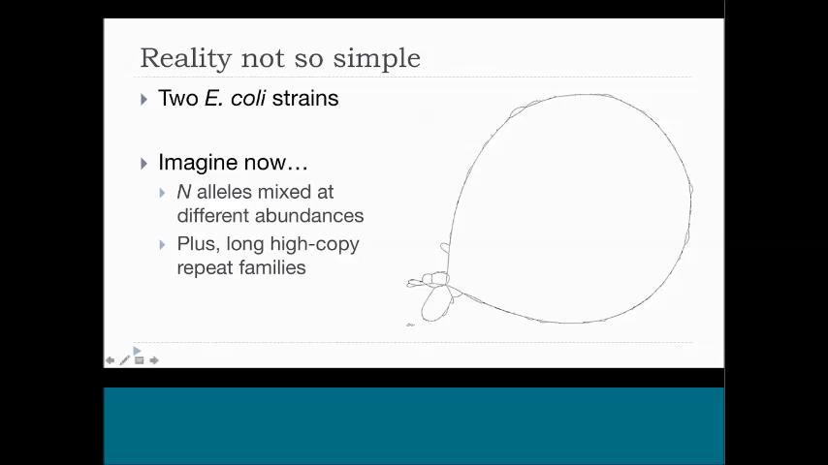And the graph structure looks much worse than this when we get into, say, diploid insect genomes. This is just a trivial E. coli example. Imagine now we've mixed an unknown number of alleles, with different abundances, put it through the meat grinder, sequenced it all, plus we have high copy repeat families like we showed, say, in the mealworm beetle, that are also variable in their copy number, expanding and contracting frequently between haplotypes. The problem just gets very, very complex.